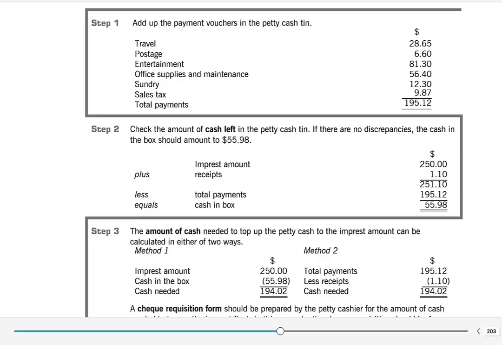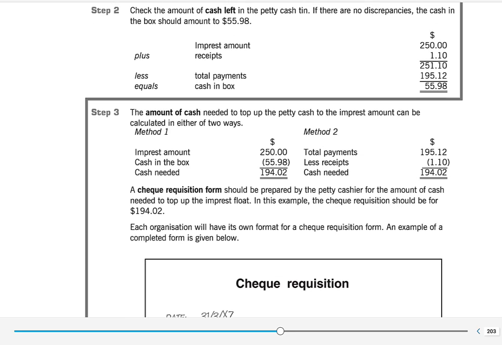Imprest amount equals $250. Receipts equal $1.10. Total payments equal $195.12. Now do the math step by step. $250 plus $1.10 equals $251.10. Now subtract the total payments. $251.10 minus $195.12 equals $55.98. So the cash left in the petty cash tin equals $55.98. This is what the petty cashier should physically count in notes and coins.